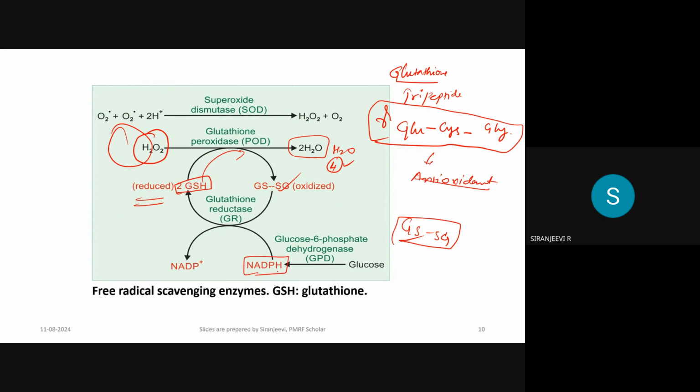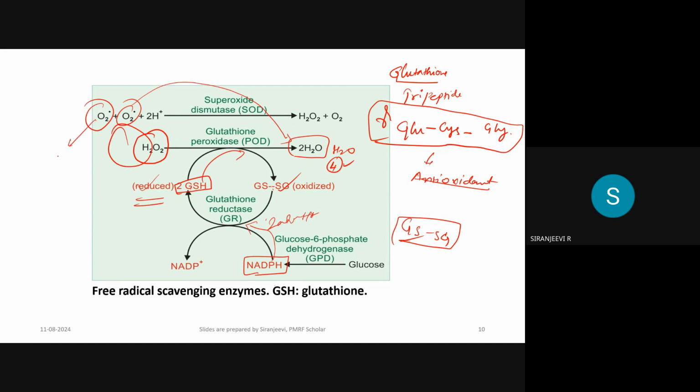The NADPH, we know, is already produced by glucose 6-phosphate dehydrogenase that we have seen. So this will donate two atoms of H plus, and then it will form the reduced form of glutathione. The reduced form of glutathione will give the H plus ions to H2O2, thereby forming the water molecule. Thereby, the free radical formed in the reaction or in the body will be scavenged and converted into the non-reactive form, H2O.